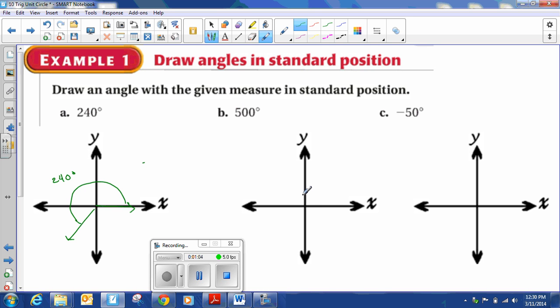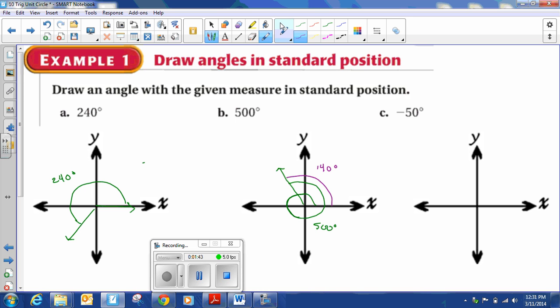Now 500 degrees, we have to go around, starting here, once around the circle, that's 360 degrees, and then another 140 to make 500 degrees. So this right here would be 500 degrees, and let me use a different color pen to show that 140 degrees would have given us the same angle, the same terminal side.